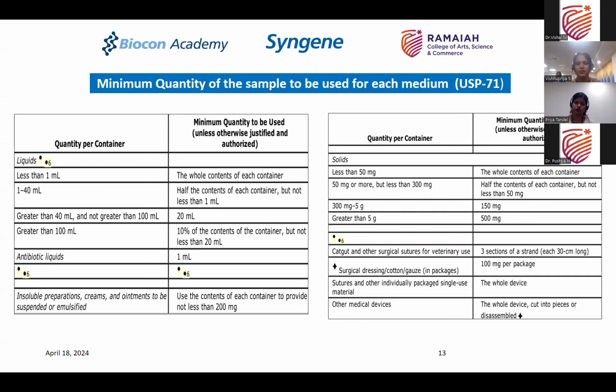This is just a nutrient agar. Can anybody tell me the composition of the nutrient agar? Peptone, beef extract, and NaCl. These are the ingredients. Into that, you are going to add 5% of sheep blood. So you are going to enrich the nutrient agar with blood. That is the blood agar.